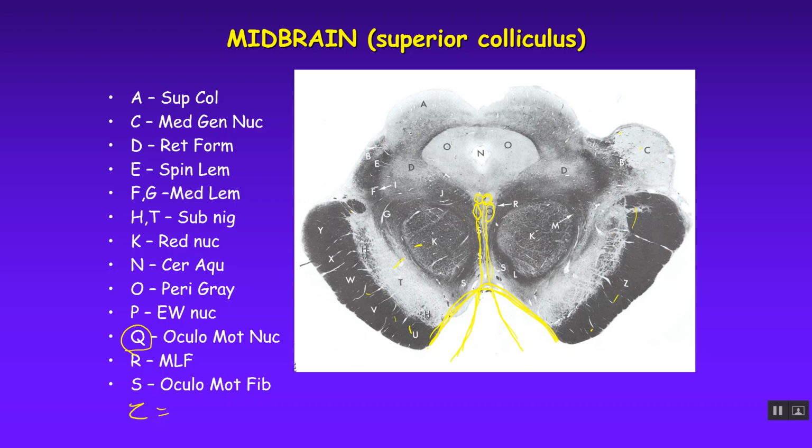R, let's erase some of this now. R is this region right here. This is just the beginnings of the MLF, the medial longitudinal fasciculus. Because remember, the MLF has to communicate with that oculomotor nerve. We already showed you S was the fibers that come out there. Okay? Midbrain is the level of the superior colliculus.